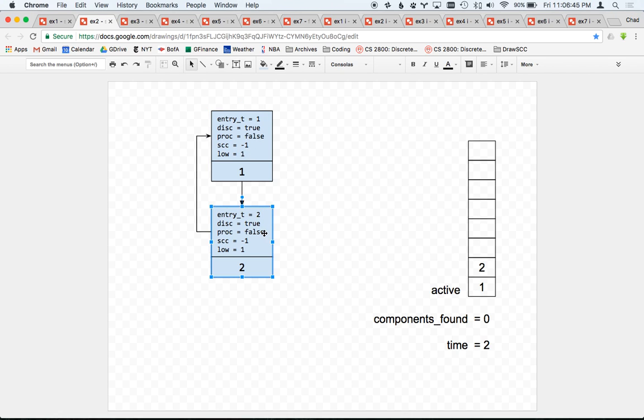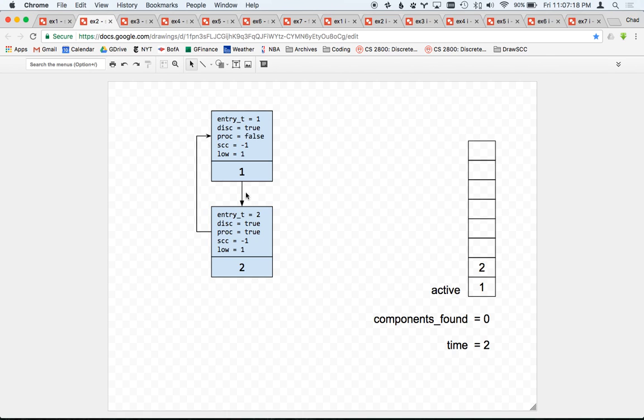That's all we have to check as we leave vertex 2 here. We now mark vertex 2 as processed, but notice that we do not pop it off the active stack at this point. We have not yet found the strongly connected component completely, of which vertex 2 is a member, unlike in our previous example, where as we left vertex 2, we knew the strongly connected component consisted just of vertex 2.